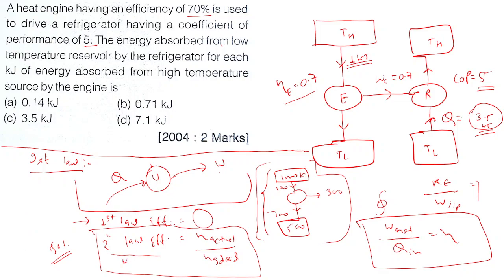So actual means whatever the system deviates from reversibility, right? So how we show that irreversibility, we deal with in the second law. So that's why we call it second law efficiency.